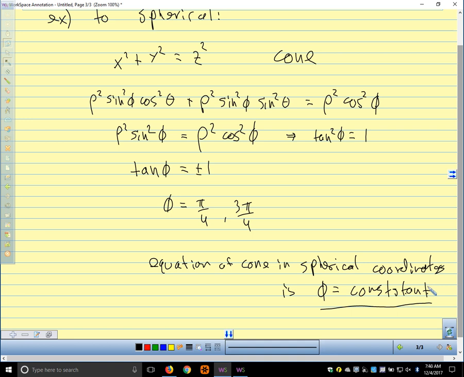So if it was theta equal to a constant, would it be a cone around the x-axis? If we had theta is a constant, for any value, no, that would be a line, right?